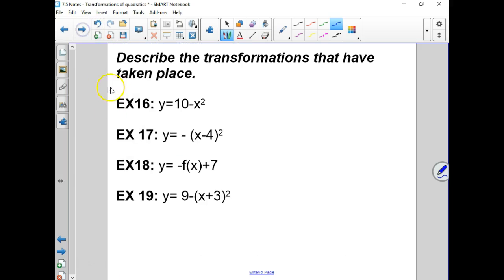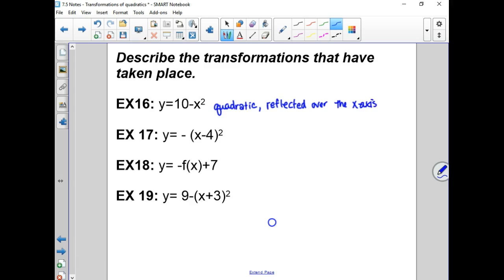So let's look at these last few examples. Whenever I see a problem like y equals 10 minus x squared, I first know it's a quadratic because of the square. And because I see a negative in front of that x squared, I know that this graph has been reflected over the x-axis.